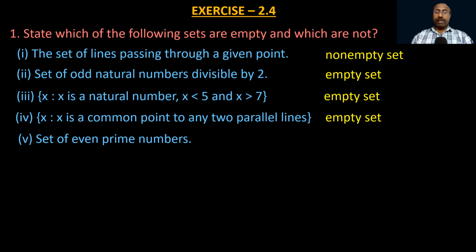Fifth one, set of even prime numbers. So we have an even number which is a prime number, that is 2. So the set is a non-empty set because there is an element present in this set.